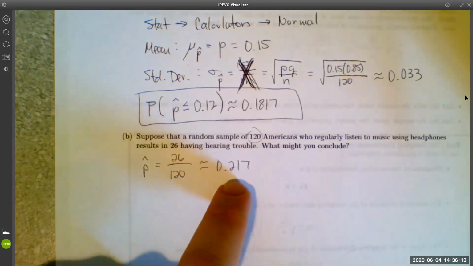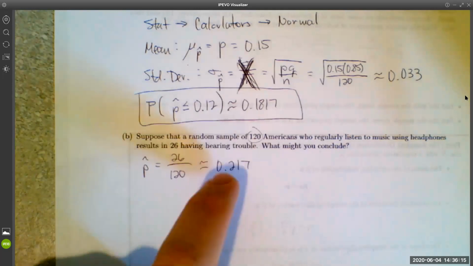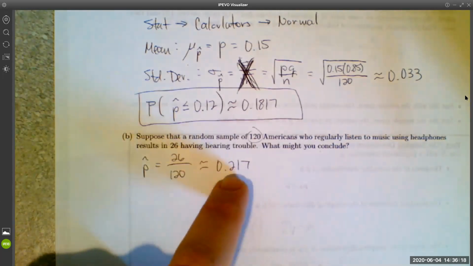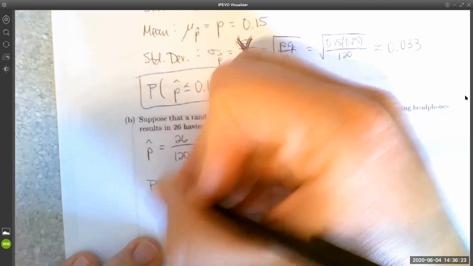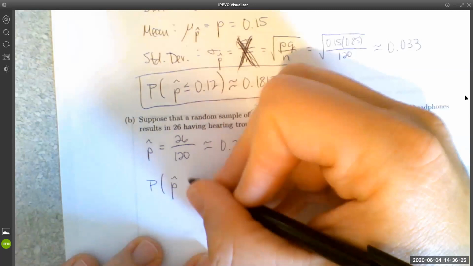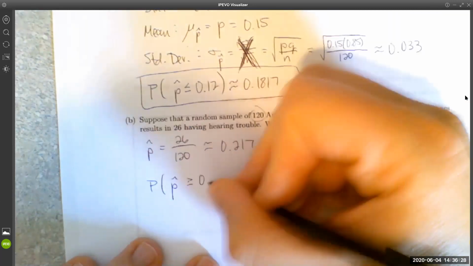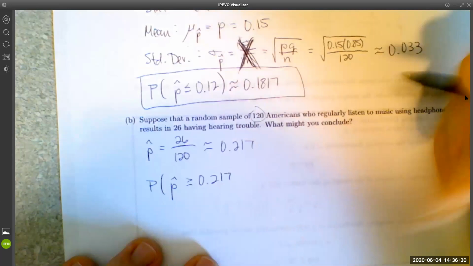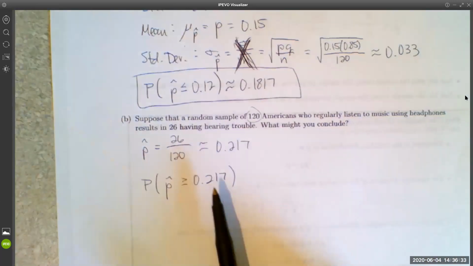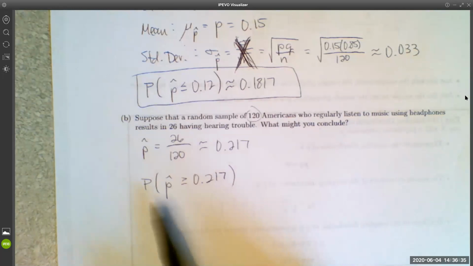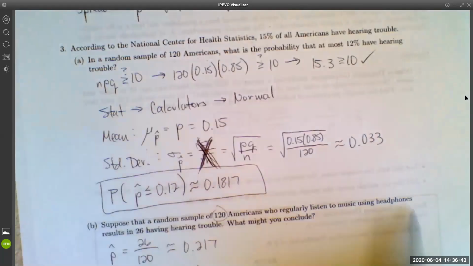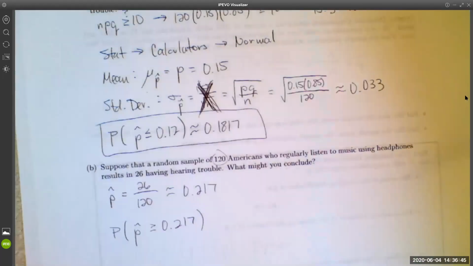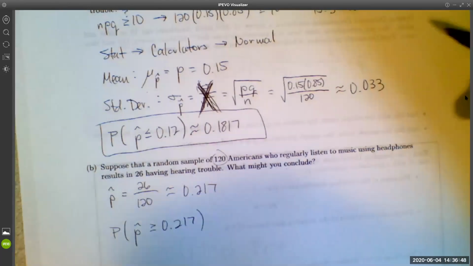And to see if it's truly a strange result, we should compute the probability that we would get this proportion, right? In other words, we want to compute the probability that our sample proportion would be at least as large as what we observed, okay? So we want to be able to compute this probability. If it's really small, like if there's a really small chance that this would happen, then the fact that it did happen tells us that listening to music using headphones is a bad idea for your hearing, right? So let's see if we can compute this probability.